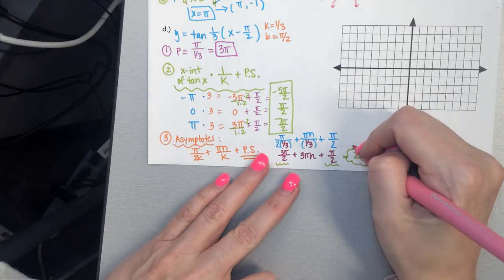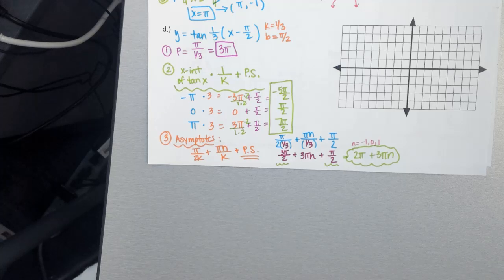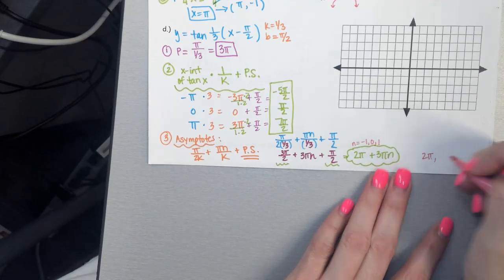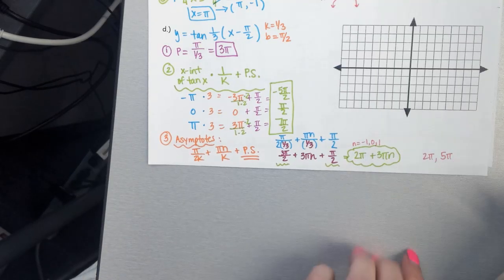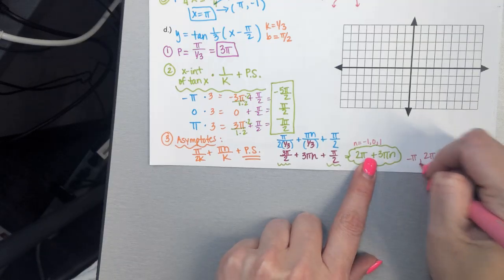And then, again, you can do this mentally where you plug those in. I like to do the 0 first, because that will just be 2 pi. The 1, 2 pi plus 3 pi, 5 pi. Negative 1, 2 pi minus 3 pi, negative pi.